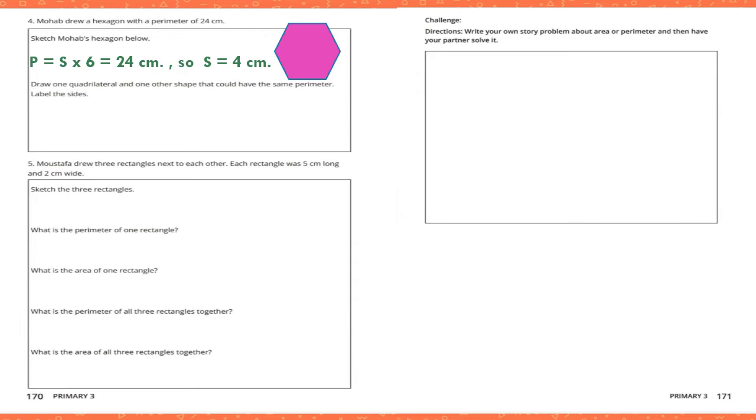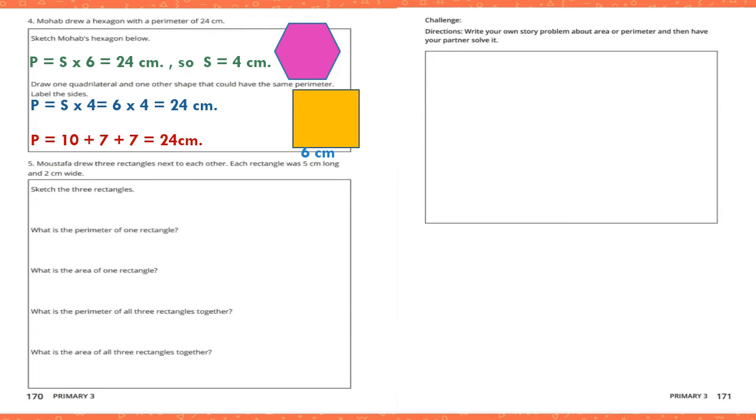Now draw one quadrilateral and one other shape that could have the same perimeter. So we can draw a square. And the perimeter of the square is side length times 4. So 6 times 4 equals 24 centimeters. And we can draw a triangle as the other shape. So we will add 3 numbers to get the perimeter of 24 centimeters. So it can be 10 plus 7 plus 7 equals 24 centimeters.